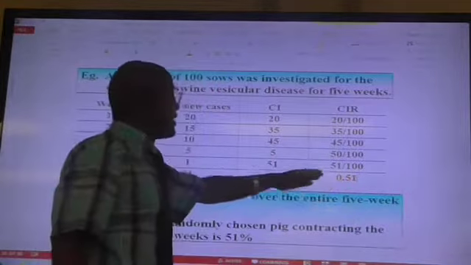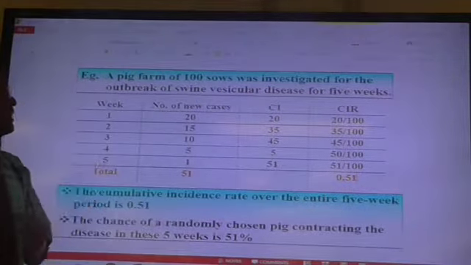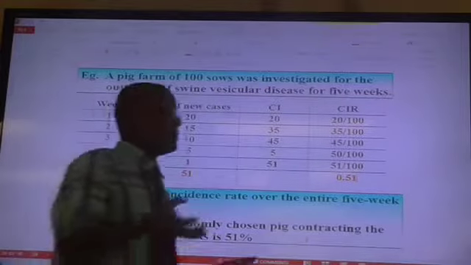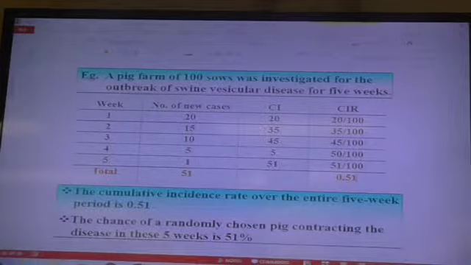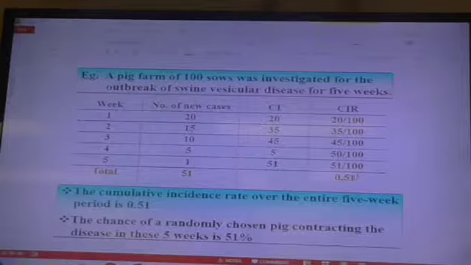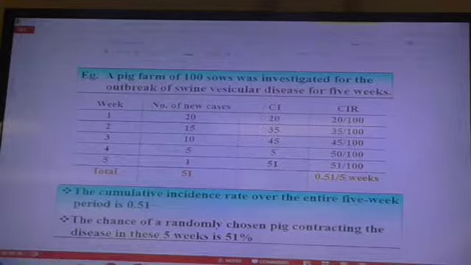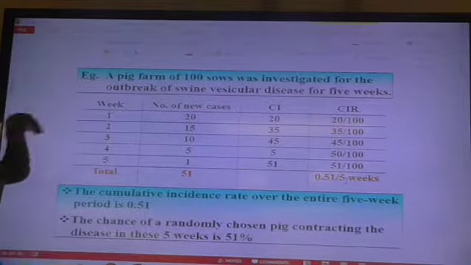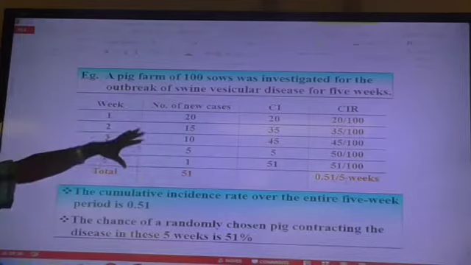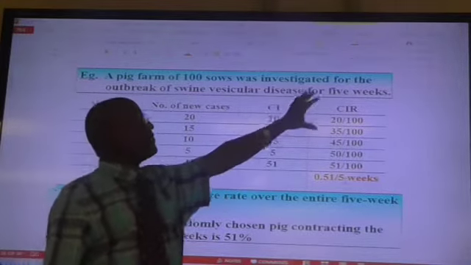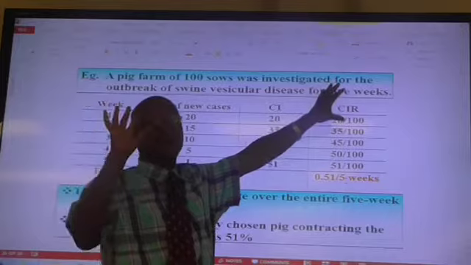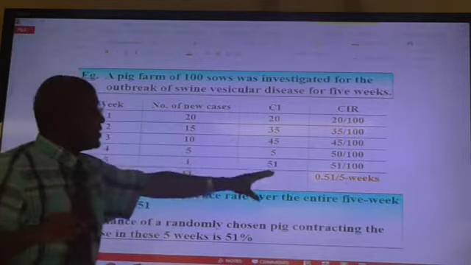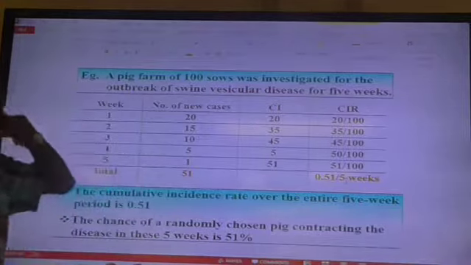And as I said, if you want, you can put that per 5 weeks. That is possible. So 0.51 per 5 weeks. That is what makes it the incidence rate for per 5 weeks. So it's really simple. You collect your data week by week or day by day, and then finally you report it for the specified study period, which is 5 weeks. So now this is what your data shows, or what your analysis shows.